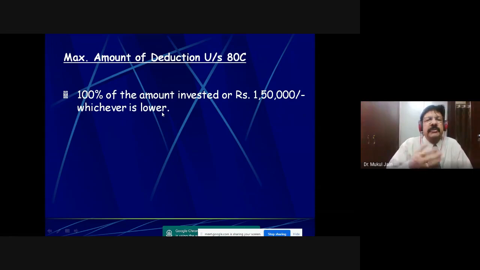If suppose you have invested only 50,000 rupees in the instruments given under section 80C, then you will only get deduction of 50,000 rupees. If you invest 2 lakh rupees in the instruments which are given under this section, even then you will not get the deduction of 2 lakh rupees, because the limit of deduction under this section is 1,50,000.